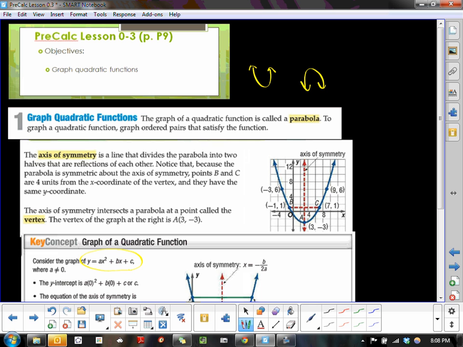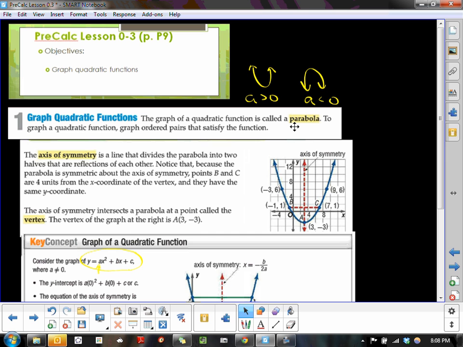And what's going to dictate if that is going to be a smile or a frown is if A is positive, greater than 0, then it's going to smile. If A is less than 0, then it's going to frown. So A is going to dictate the directionality of our parabolic curve, whether it opens up or down.